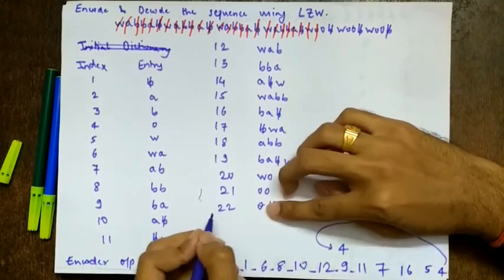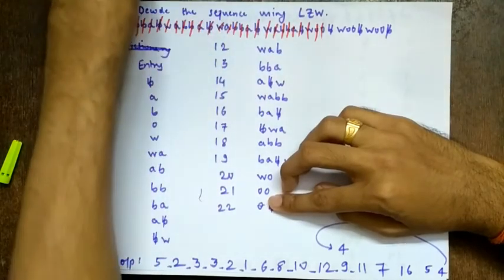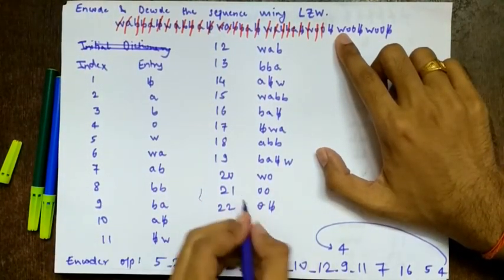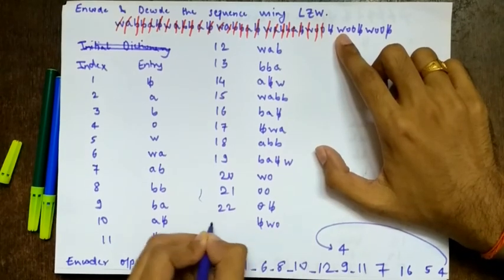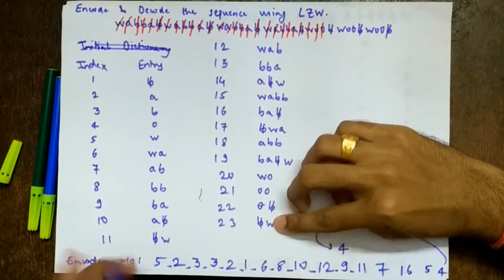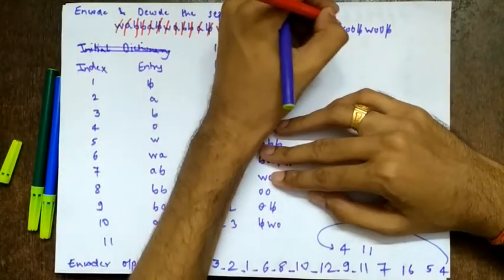So OB̄, I did this, right? So this O is done. Then we have B̄. B̄ is there, B̄W is also there, 11, right? So B̄WO is entry 23. So remove the last thing, leaving B̄W, what is it? 11. So after 4 we'll have 11. So B̄W, scratch that.